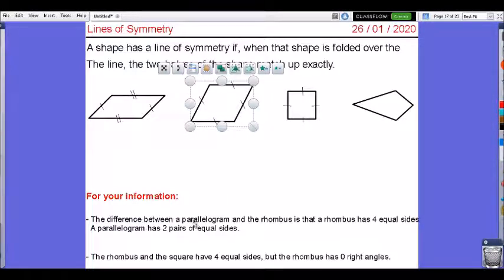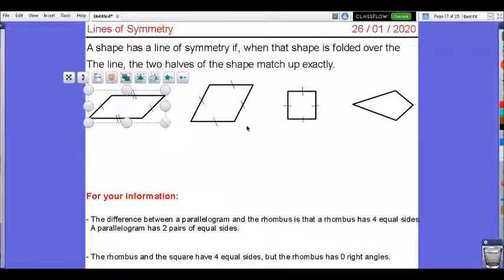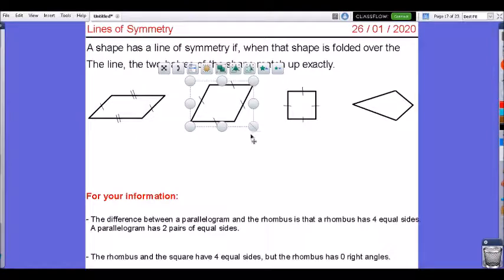Okay, a parallelogram here, it says, this is for your information, you need to study this. The difference between a parallelogram and the rhombus is that a rhombus has 4 equal sides, while a parallelogram has only 2 pairs of equal sides. So here, all the sides are equal. Here, only the opposite sides are equal. This is why this is a parallelogram and this is a rhombus. All right, great. Now we know the difference between a parallelogram and a rhombus.